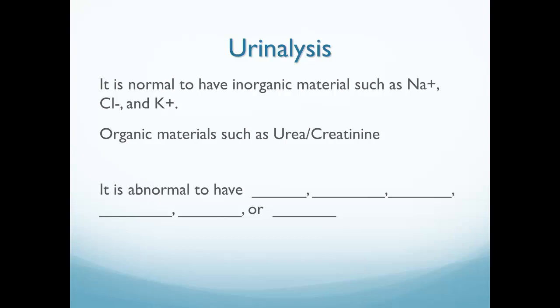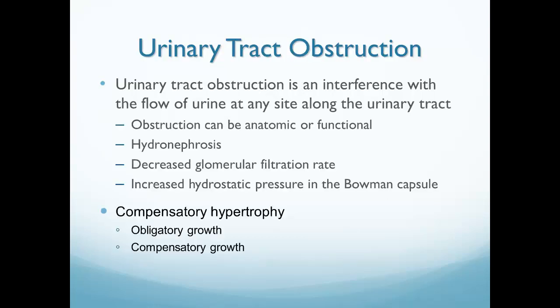Protein is abnormal to have in our urine. We shouldn't be dumping protein, we shouldn't be dumping glucose, and we shouldn't be dumping ketones. We shouldn't be making that many ketones. The ketones are getting dumped through the kidneys and into the urine.